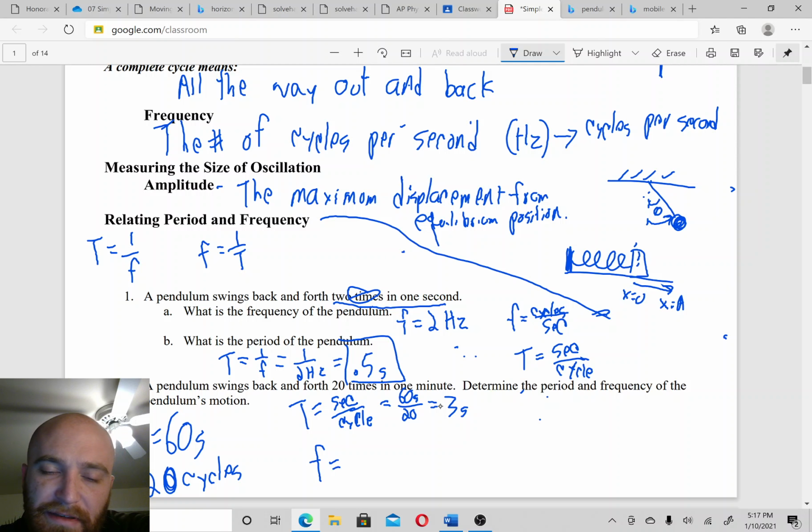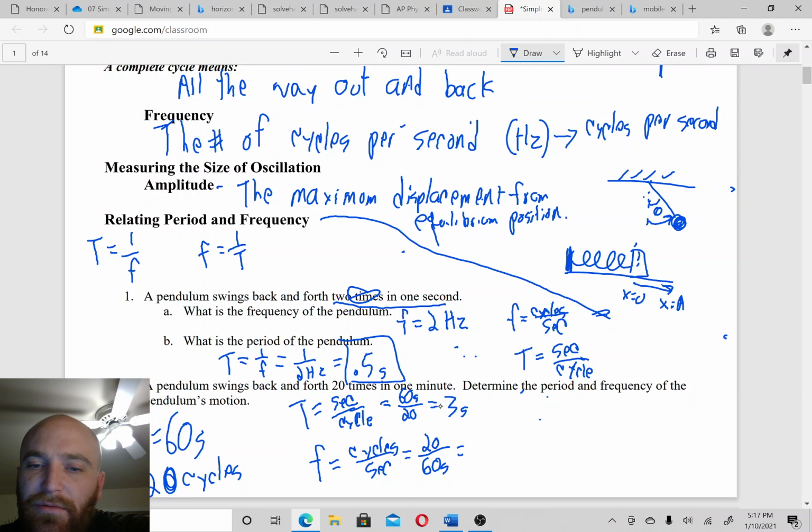Frequency, I think this one's probably the easier one to remember. Frequency is cycles per second. So if you have 20 cycles in 60 seconds, you get 20 over 60, which is 1/3. And the unit here is hertz. Now, what does that mean? What that means is 1/3 of a cycle happens per second. Put in different words, if it takes 3 whole seconds for this process to occur, how many happen in a single second? Well, 1/3 of that, right? If it took 3 seconds to happen once, then we only got 1/3 of the way through after 1 second.